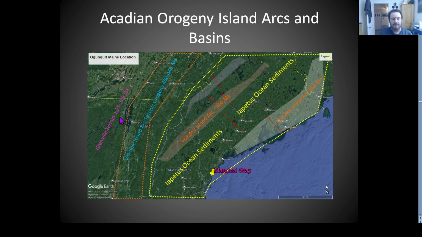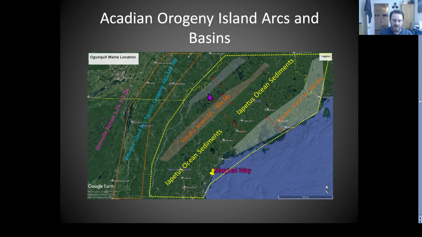This is not a better way, but just another map to give you an idea of how things happen. You have the Grenville terrane over here, the formation of Rodinia, 1.25 to 0.9. You have the Taconic Orogeny right here, about 480 to 440. You've got some more island arcs and trenches that formed. You have an island arc here, here, and here. And if you've noticed, they get younger as you come down.